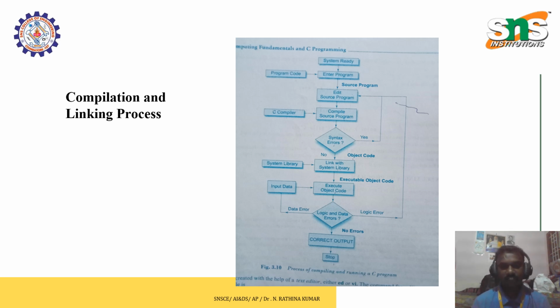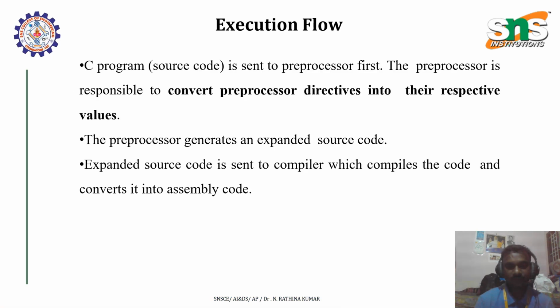After that, it should be linked with the system library. Now the object code is converted into executable object code. After that, we can give the input. If we have any errors, for example data errors or logic errors, we need to rectify them. Otherwise, we can get the output. So this is the overview of the compile and running process. These are all the execution flow. I already explained it.